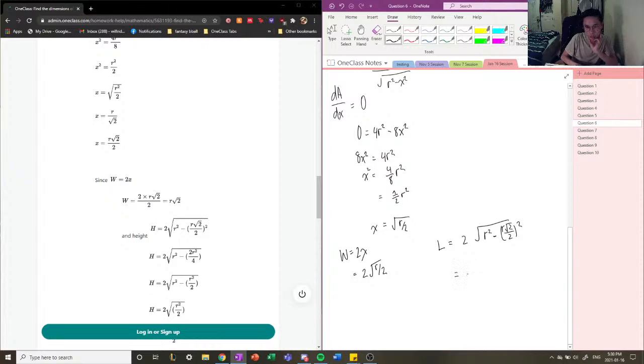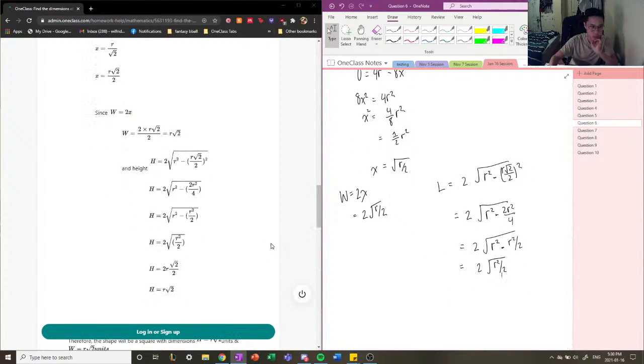Okay, so if we were to simplify this, we'll get 2 times r squared minus 2r squared divided by 4, and we would get 2 times r squared minus r squared divided by 2, and we would get 2 times r squared divided by 2. Okay. And if we keep going with this, we would get 2r times root of 2 divided by 2, and we would get r times root 2.